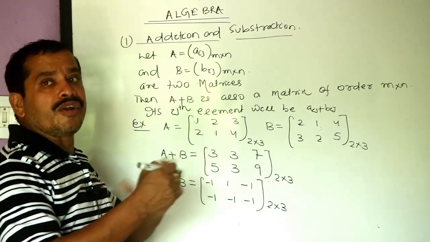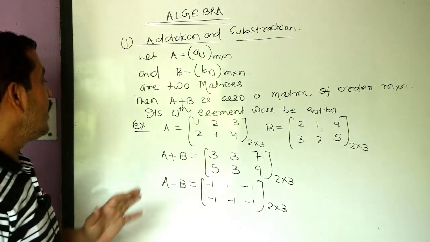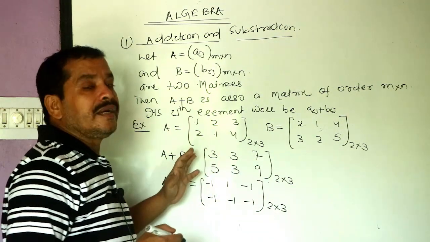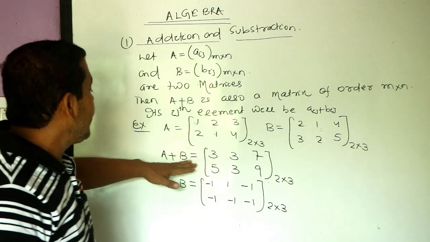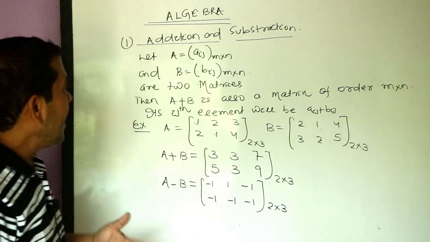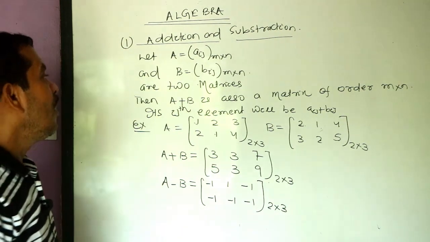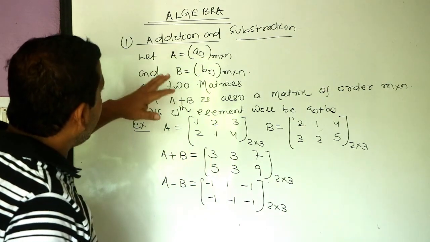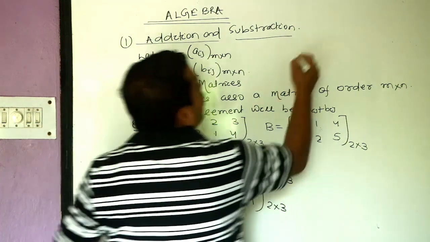We have to add the corresponding entries of the two matrices. Also, we can subtract the corresponding entries of the two matrices. Then we can find A plus B and A minus B, and its order will not change. The order remains m cross n. This is all about addition and subtraction.